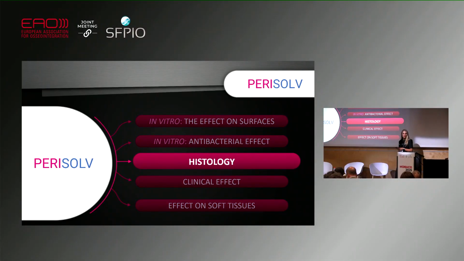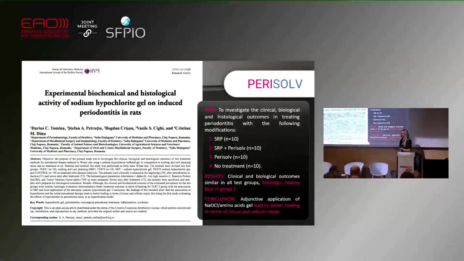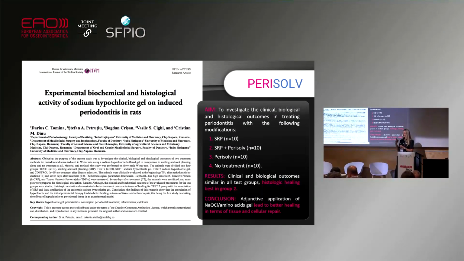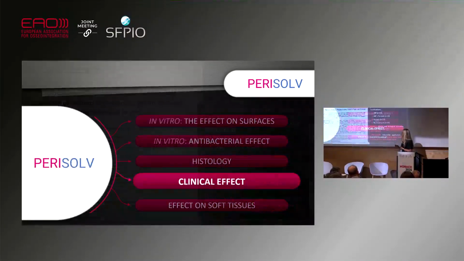What about the histological evidence? Here the group from Romania treated experimentally induced periodontitis with many different techniques, and they observed that the best histologic healing in terms of tissue and cellular repair was observed in the group where scaling and root planing was combined with Perisolv. So this material has something to do with wound healing.